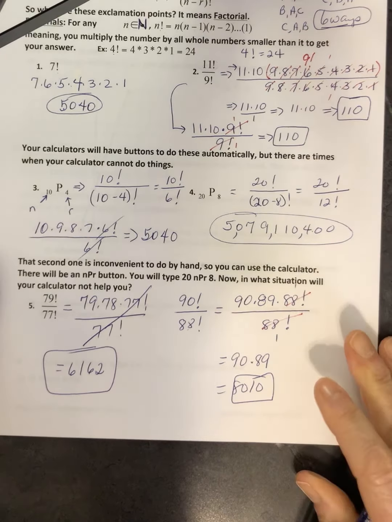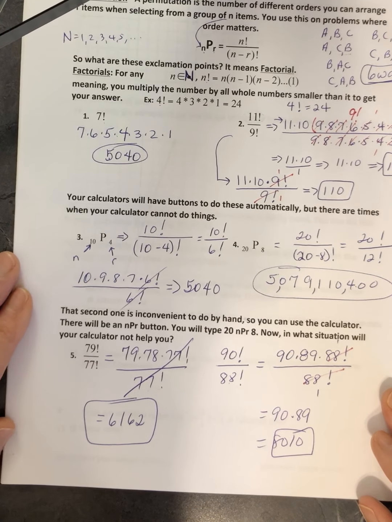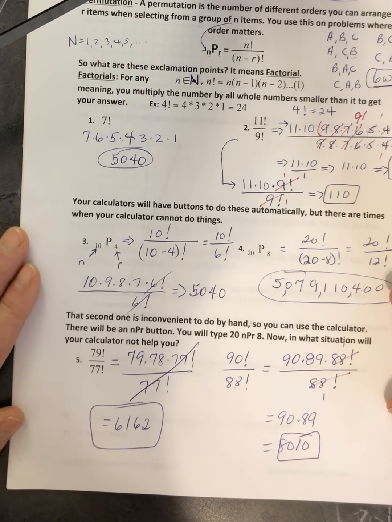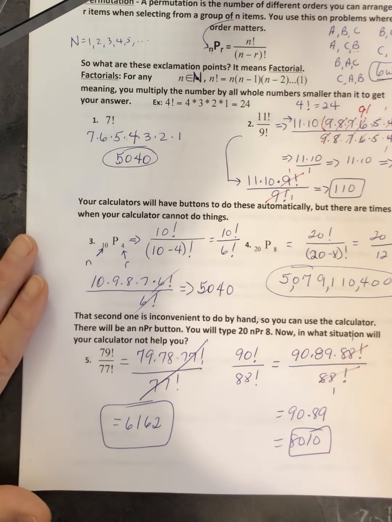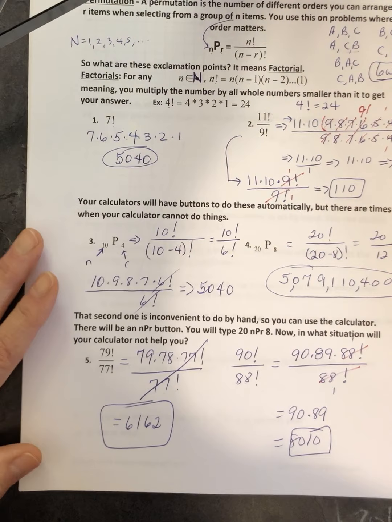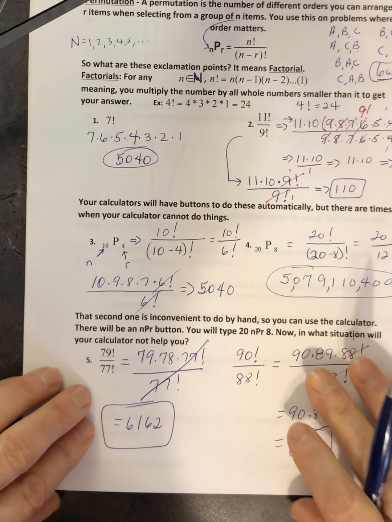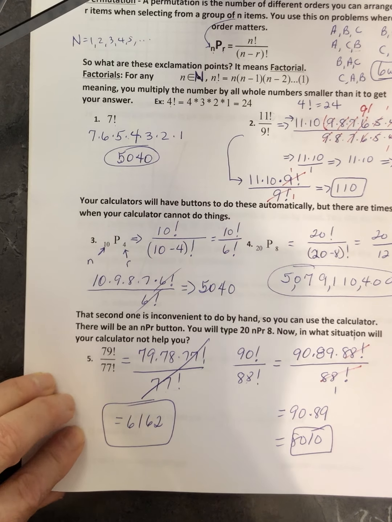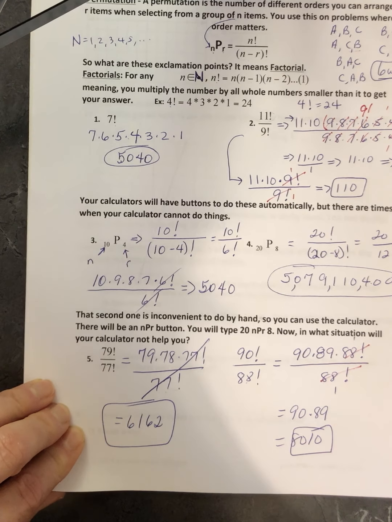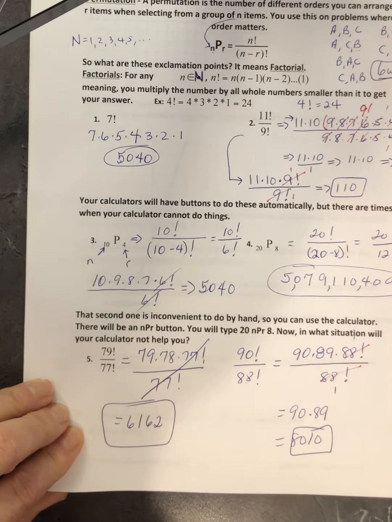So you've learned several things here. You've learned permutation, where order does matter. If you rearrange things in an order, it counts as a different order. You've learned factorial. You've learned how to do these by hand. You've learned the formula. You've learned how to use the calculator and how to handle the problem if it overloads your calculator.